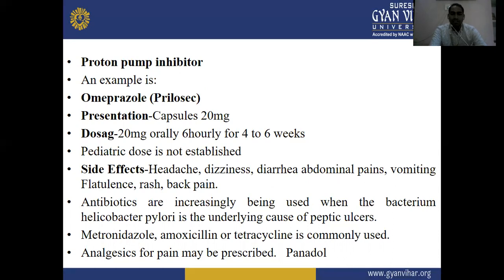Next one, antibiotics are increasingly being used when the bacterium Helicobacter pylori is the underlying cause of peptic ulcer. Metronidazole, amoxicillin, or tetracycline is commonly used in the treatment of Helicobacter pylori-caused peptic ulcers. An analgesic for pain, such as Panadol, may be prescribed for peptic ulcer pain.